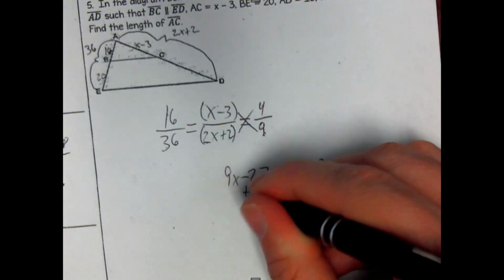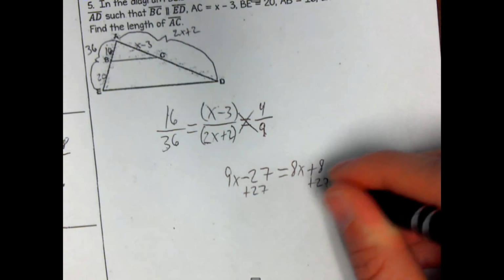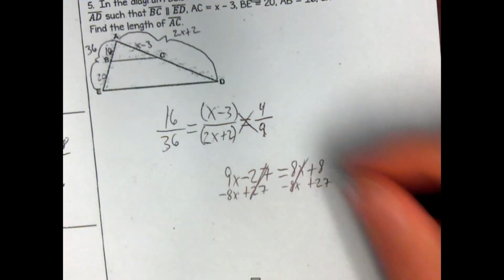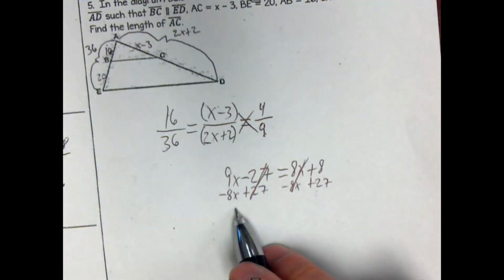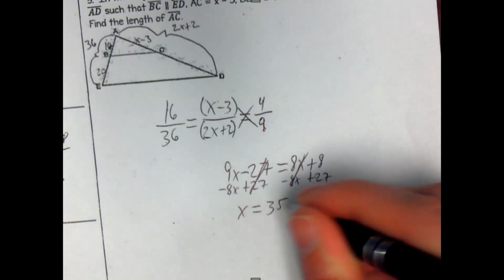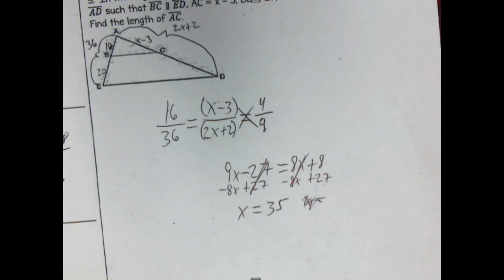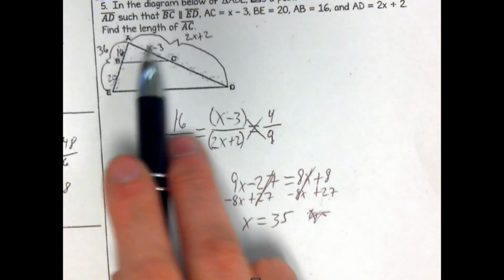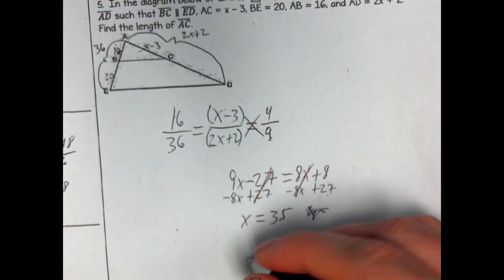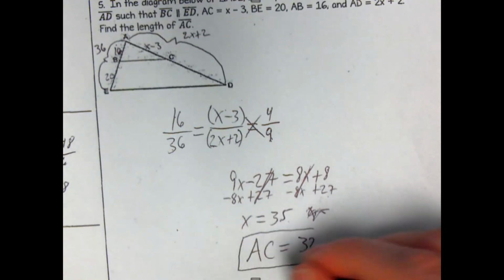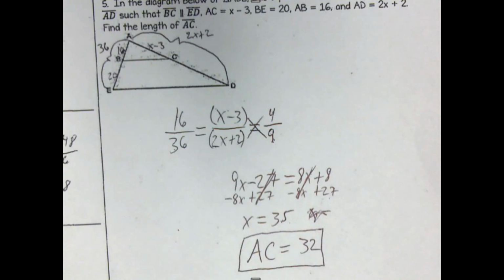So we're going to add 27 to both sides. And we're going to subtract 8x from both sides. So that cancels this out over here and this out over here. 9x minus 8x is just x. 8 plus 27 is 35. X equals 35. But remember what it was asking for. It said find the length of AC. AC is x minus 3. 35 minus 3 would be 32. So AC equals 32. Make sure that once you found x, that's actually what they were asking you for. There may be one additional calculation in some of these problems.